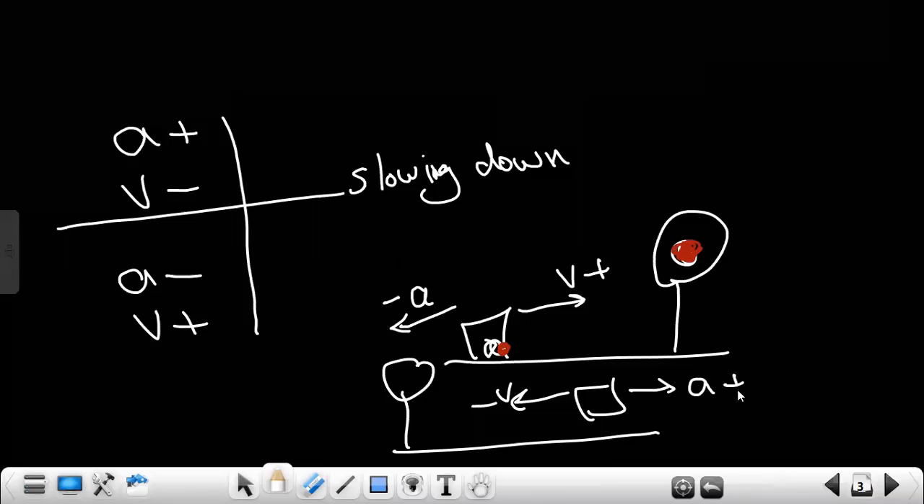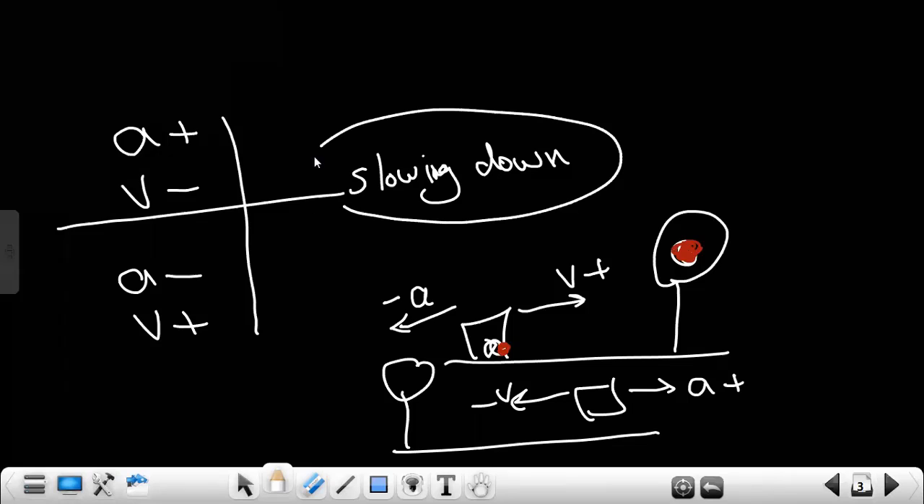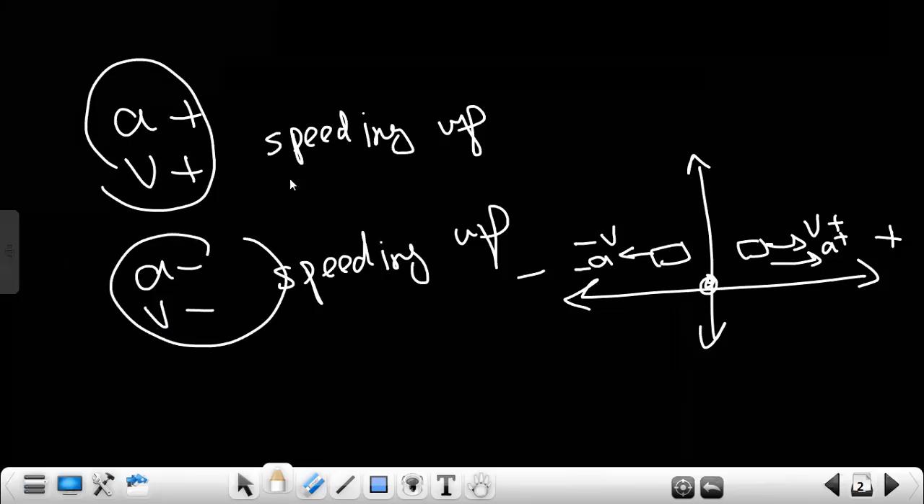So it means acceleration is positive because it is in positive direction. And remember, when we said negative and positive, we said it refers to direction. So again, when the acceleration and the velocity are in different directions, it means the object is slowing down. If they are in the same direction, it means the object is speeding up.